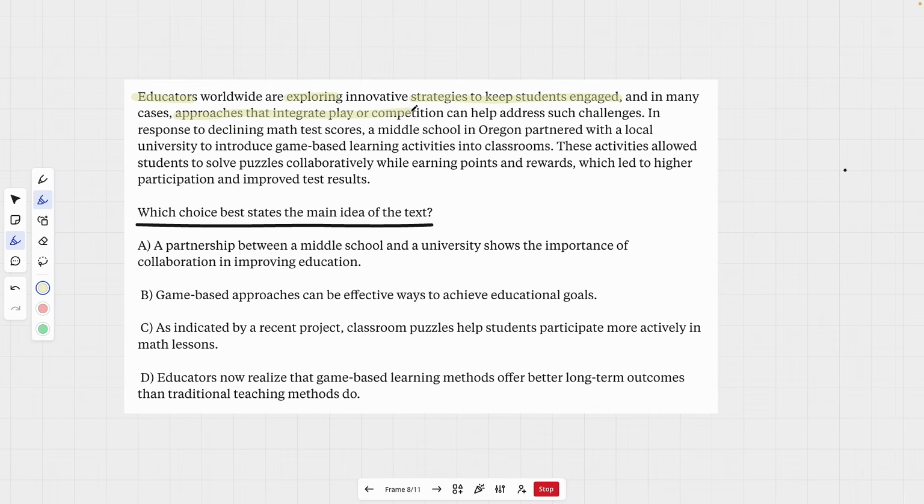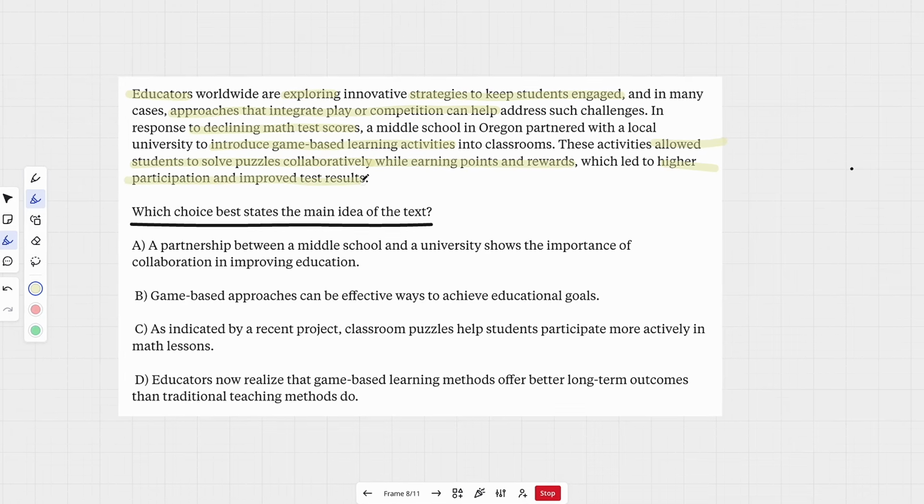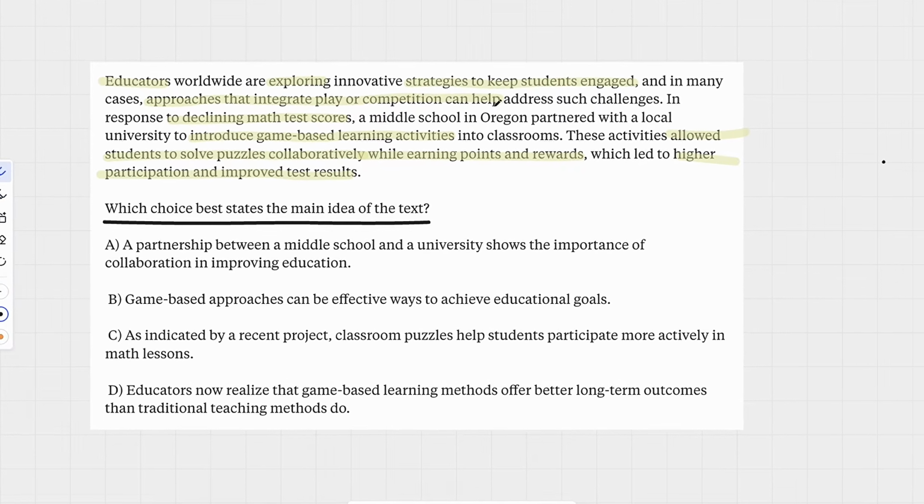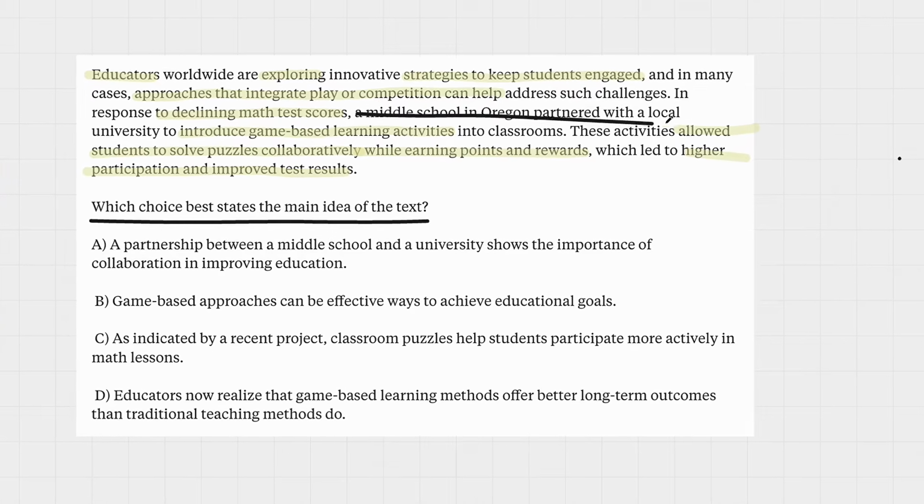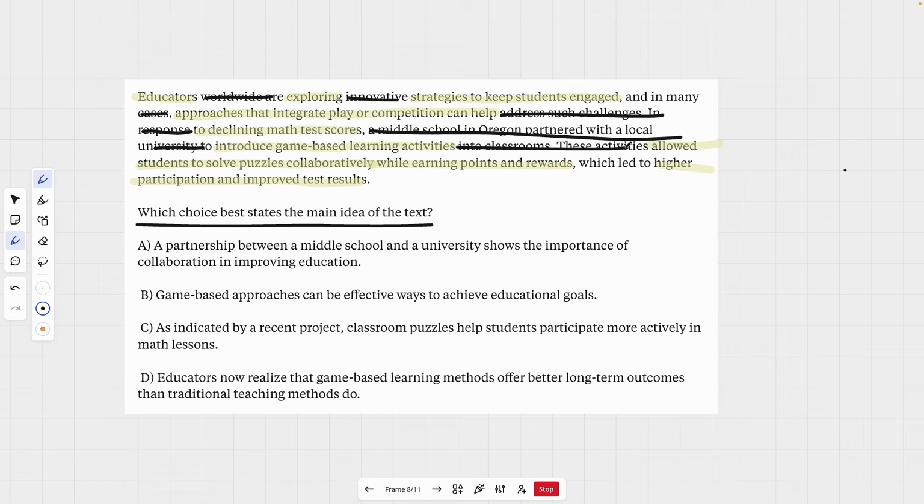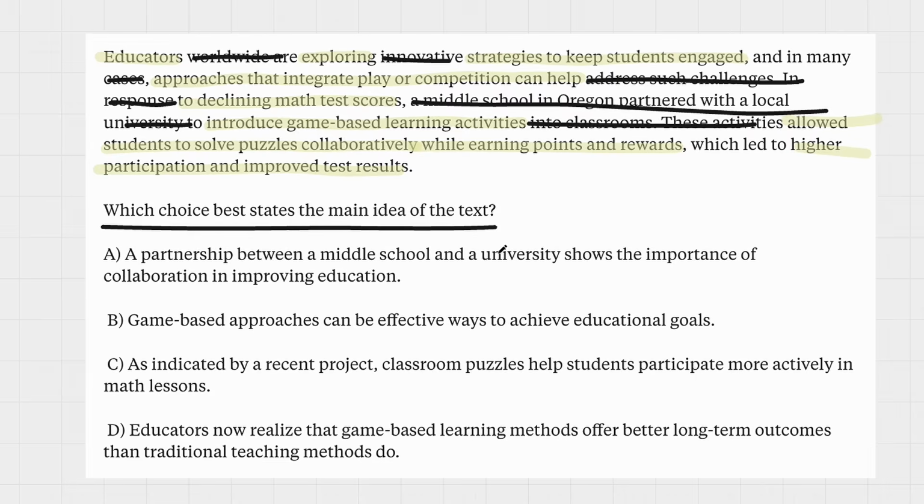Approaches that integrate play or competition can help. To declining math test scores, introduced game-based learning activities. They allowed students to solve puzzles collaboratively while earning points and rewards. Higher participation and improved test scores. So sure, I highlighted a bunch of different stuff, but this still helps a lot because now I'm only having to focus on the stuff that was actually highlighted. I don't have to worry about any of this other stuff. I can almost just eliminate it mentally in my mind. And so now when I see the answer choices, I can pretty easily just go back to the passage and determine which one is going to be correct. So let's look at these choices now.